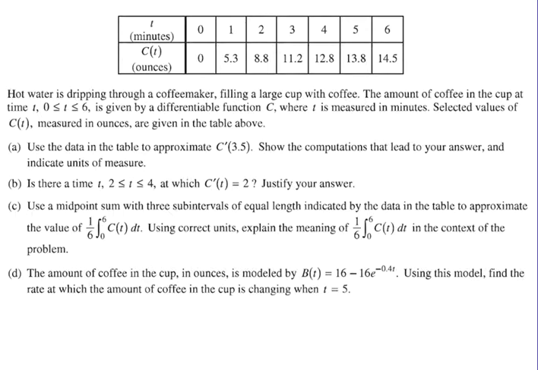Table problem number 2 here, calculator inactive, keep that in mind. Let's look at the table. We have T in minutes, so time in minutes, C of T in ounces in our table. Let's look at the context of the problem here.